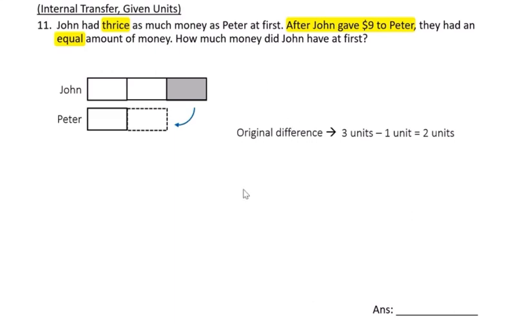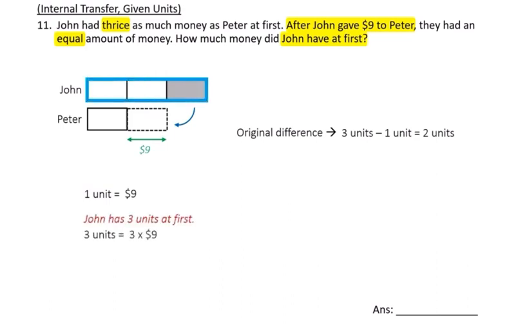And that 1 unit is how much John gave, which is $9. So you already found it. 1 unit is $9. So I want to know how much did John have at first? At first means before he gave money to Peter. So John at first has a total of 3 units. Yes. 3 times 9, 9 times 3 also can. Answer is $27. This is very straightforward. Okay? Very good.